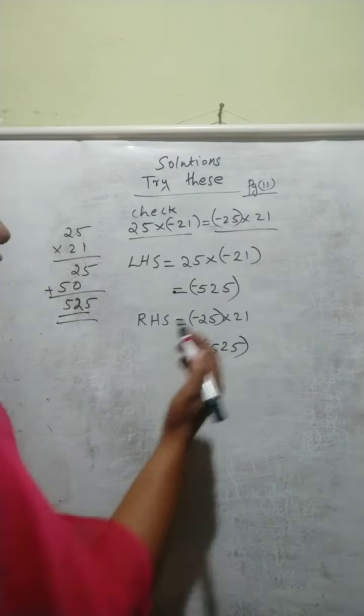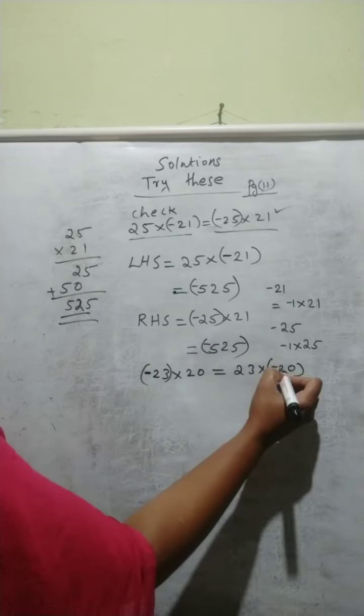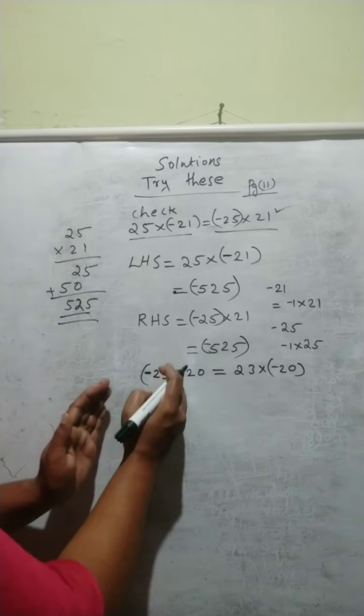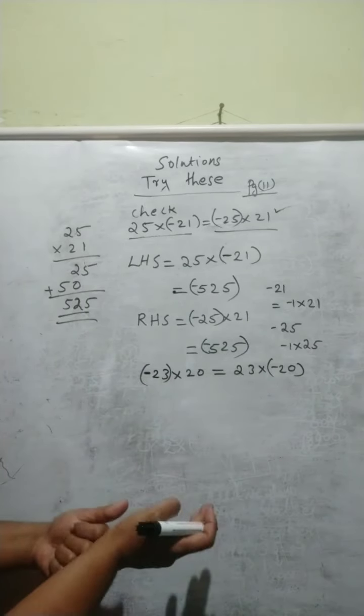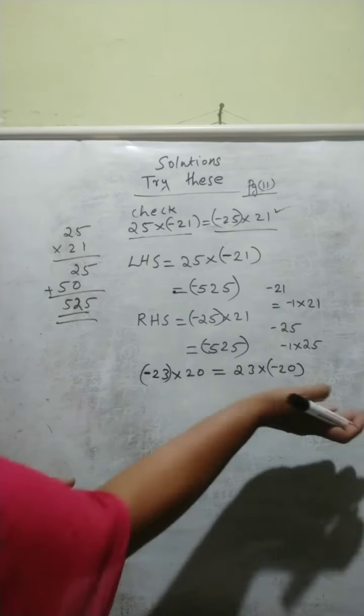So think, here this is negative 23, but here it is positive 23. Here it is positive 20, here it is negative 20. That means we changed the negative symbol to another digit. Here it was negative, but here it became positive. But only one negative integer is there. Only one negative integer. So, we can multiply LHS side, that is negative 23 multiplied by 20.